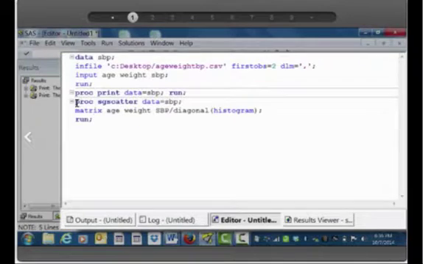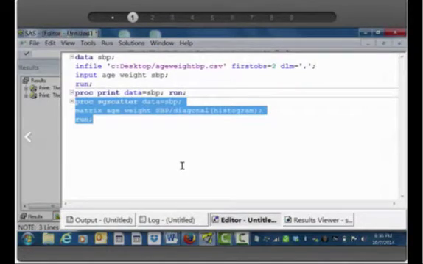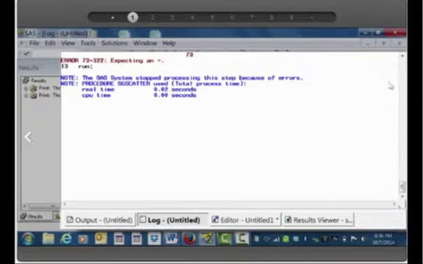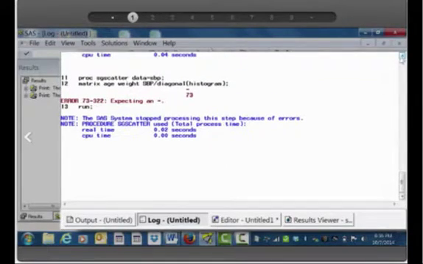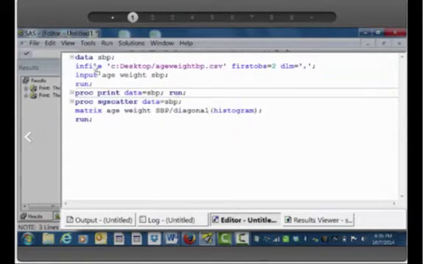So when I run this code, I will get nothing. I will get a syntax error. Diagonal equals histogram. There we go.